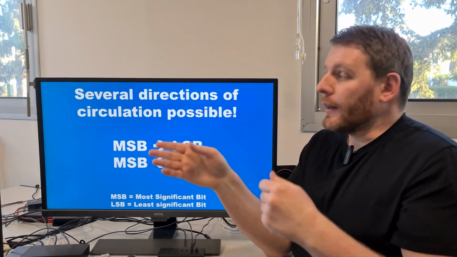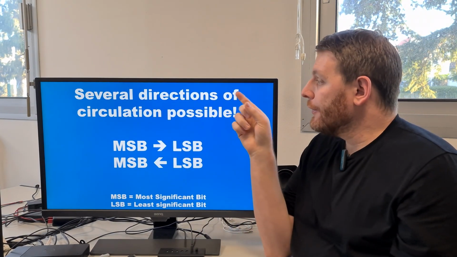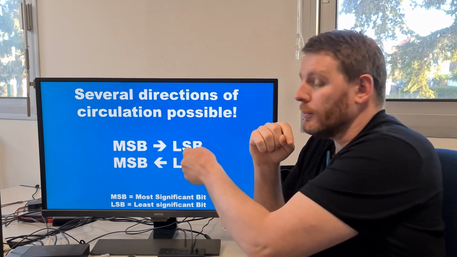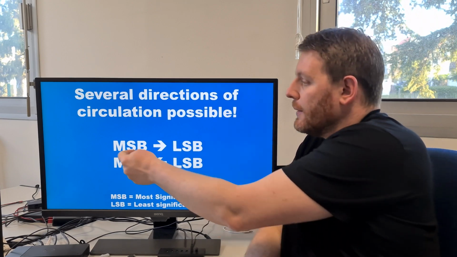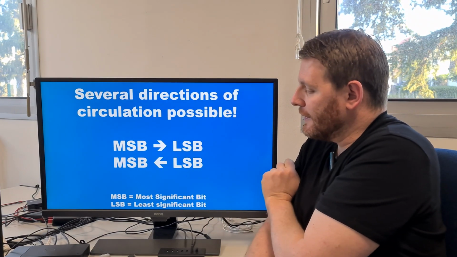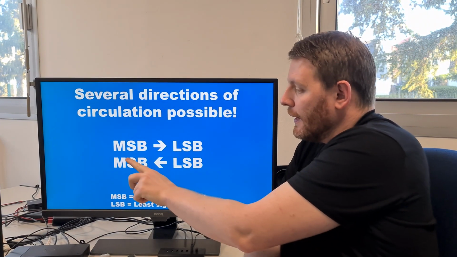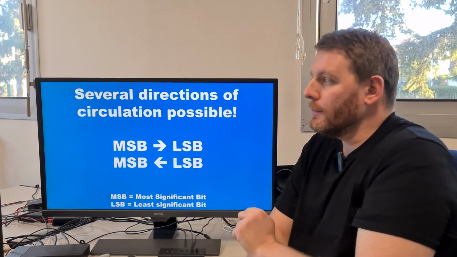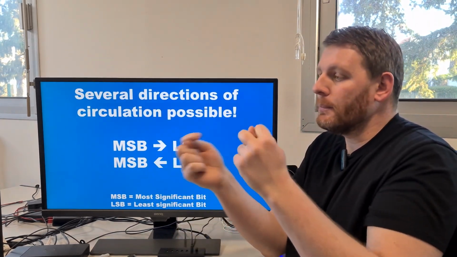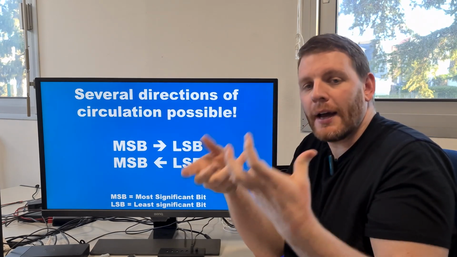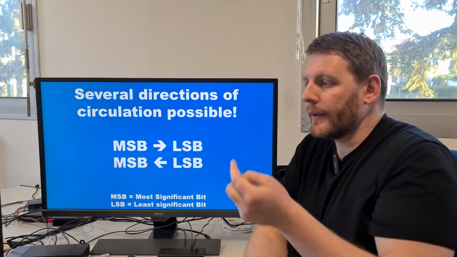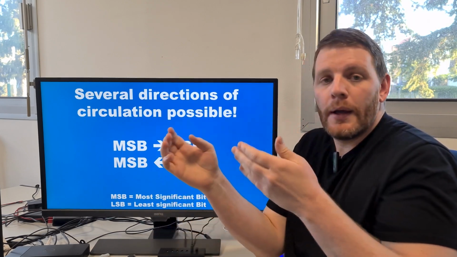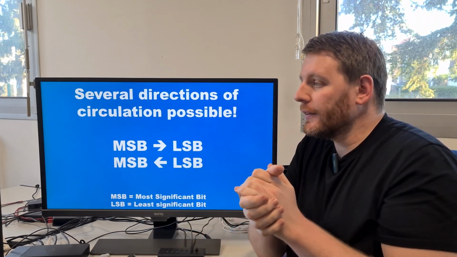Because there are several directions of circulation possible. MSB to LSB, as I showed you in the previous slide, most significant bit to least significant bit, or least significant bit to most significant bit. Both are possible. And if you don't have a test vector or the schematics, you cannot know what is the correct direction.